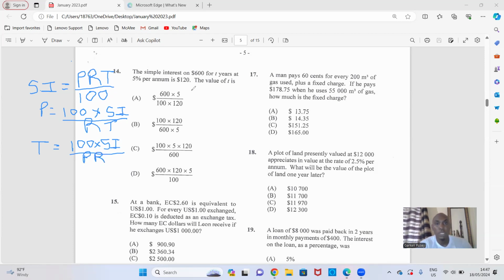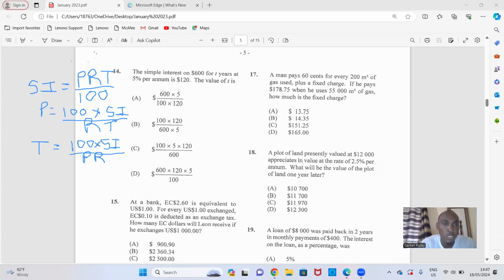So let's go now. The question is asking for the value of T. Before I get to that, if I wanted to find the rate, it's the same 100 SI over the other two. So it's always 100 times the simple interest over the other two. If you're finding P, the other two would be R and T. If you're finding T, the other two would be P and R, and so on. So this is the formula we use to find time.